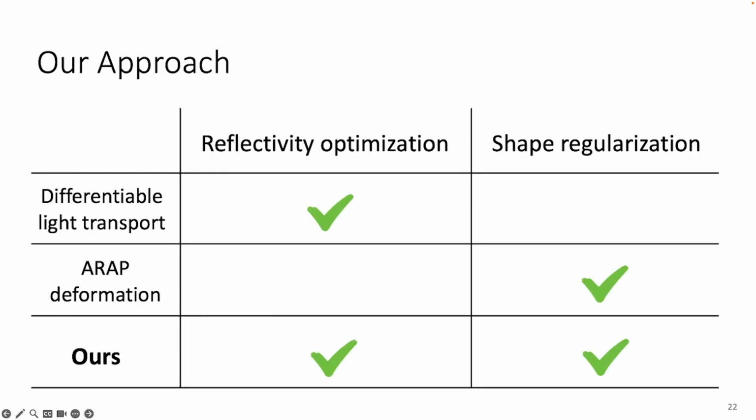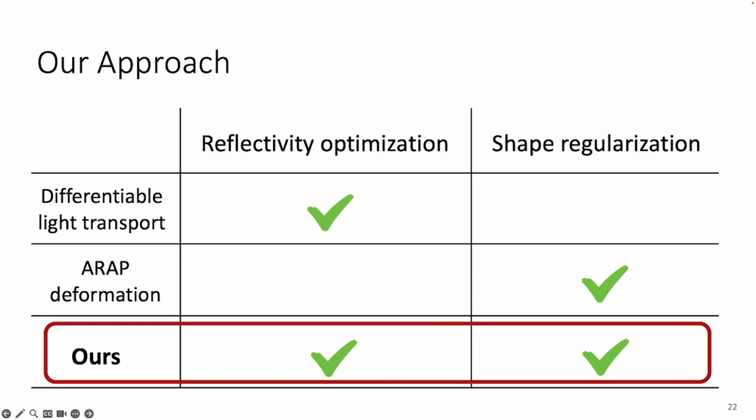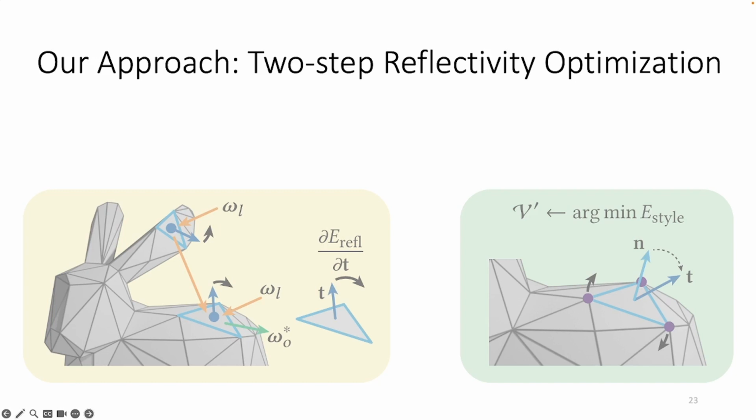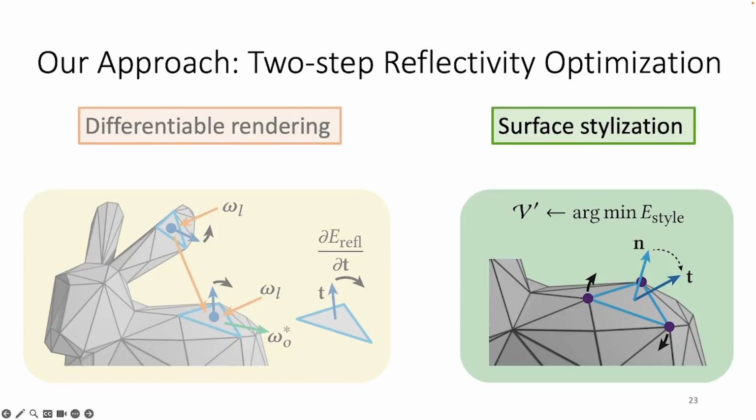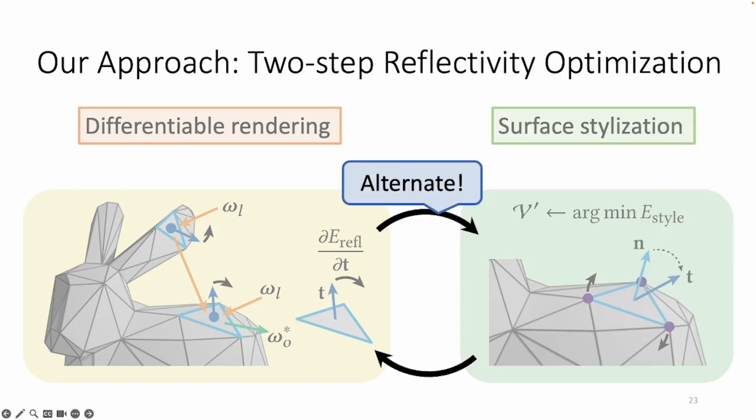In summary, our framework has two core components of reflection optimization and shape preservation. Existing techniques are good at one of them, but do not work well for the other. To overcome this situation, we present a new optimization scheme that effectively combines the two techniques. Here is our approach. We propose integrating differentiable rendering and ARAP-based surface stylization into one alternating scheme for reflectivity optimization.